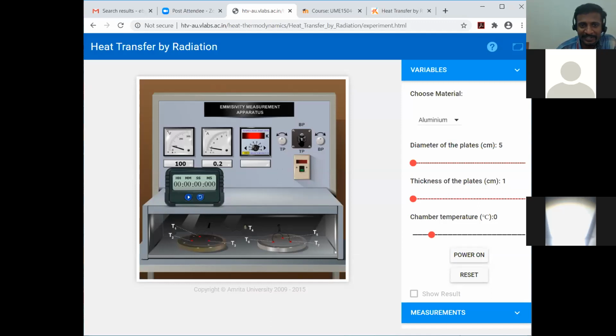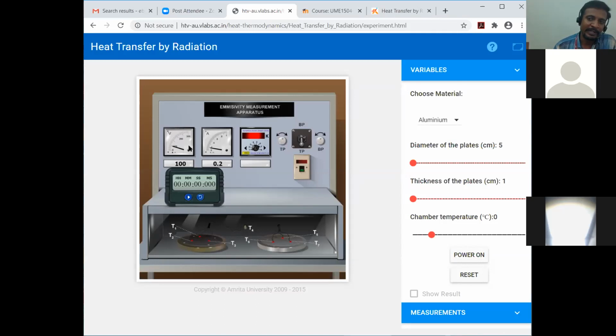Now let us do it for the test plate. You see, all of them are 0 because it is the test plate. Now let me click this once, right? The dimmerstat, when I click here, again it has come to 100 volts and 0.2 amps. As I said, you can keep both of them at an equal amount, or you can keep different amounts of energy.